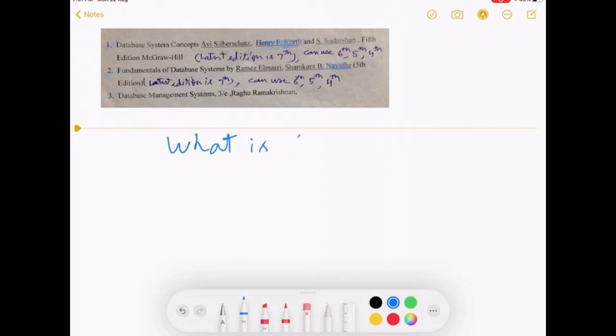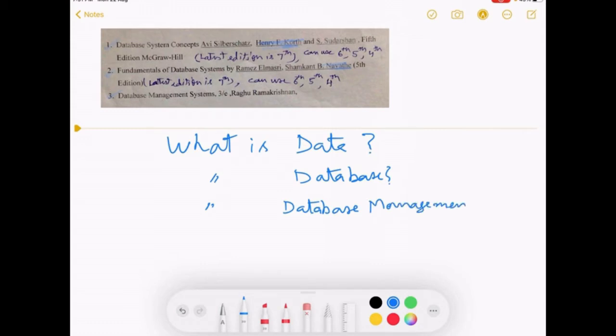What is data? What is database? And what is database management system? We also write it as DBMS. Okay.